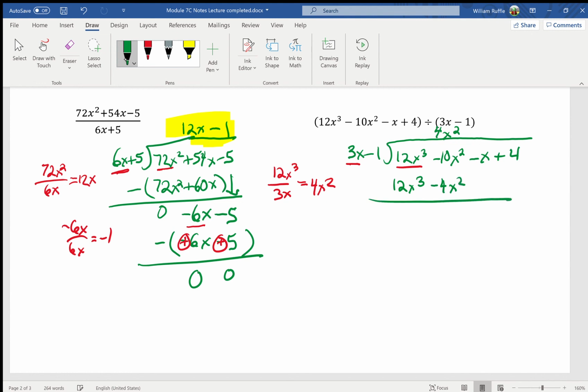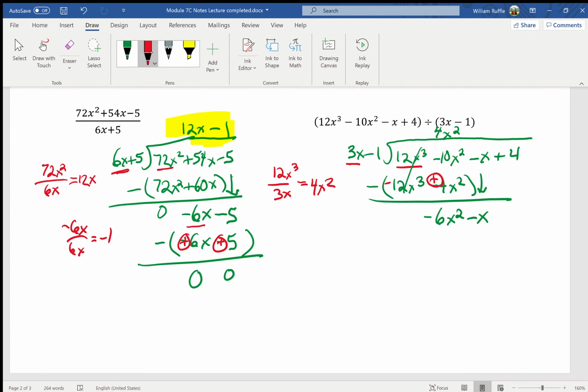But remember, we have to subtract both of these. So the signs, this is normally positive, that's negative. Now that's negative, so this has to be positive. We have to change the signs. 12x cubed plus negative 12x cubed is gone. Negative 10x squared plus 4x squared is negative 6x squared. I bring down the next term, which is minus x.